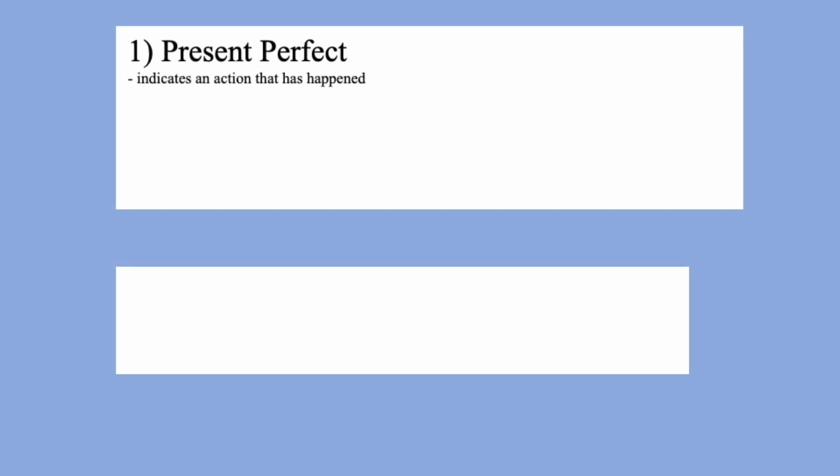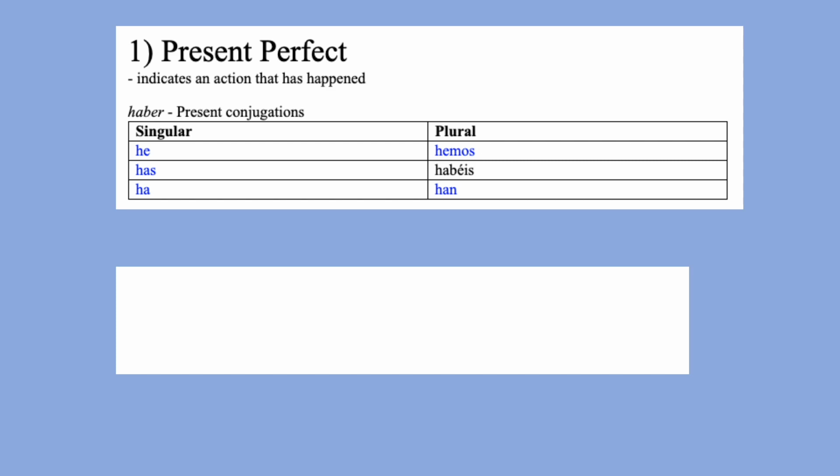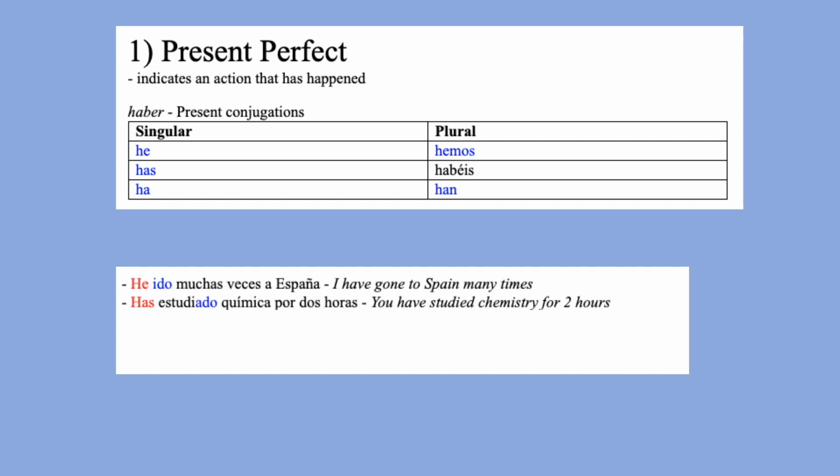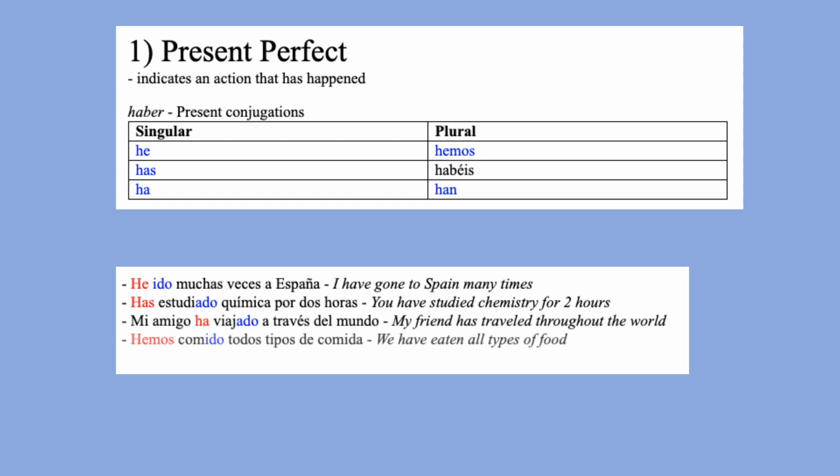The present perfect indicates an action has happened. He ido muchas veces a España. Has estudiado química por 2 horas. Mi amigo ha viajado a través del mundo. Hemos comido todos tipos de comida. Los estudiantes han entregado su tarea.